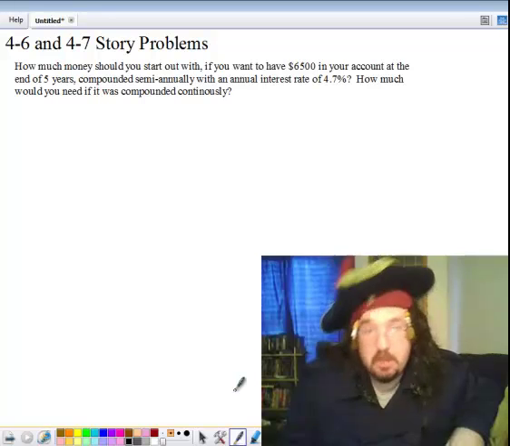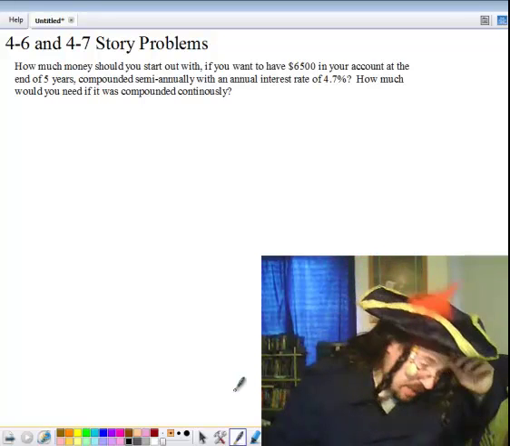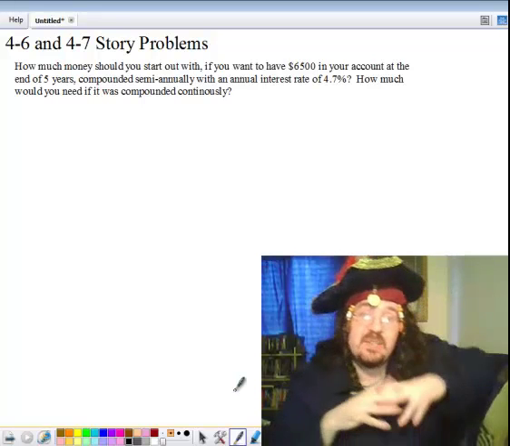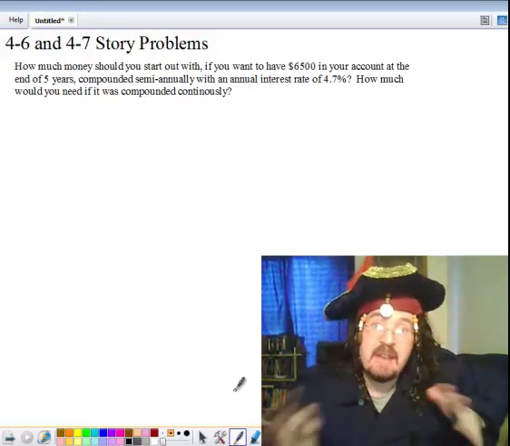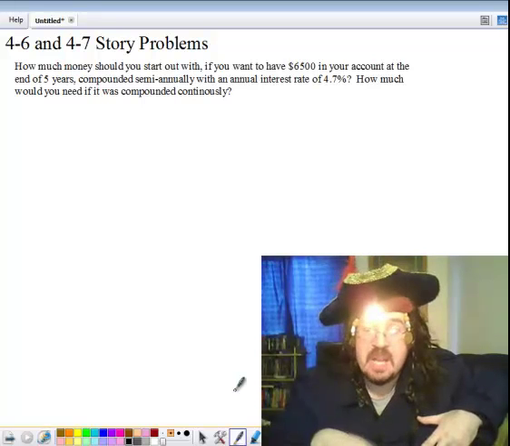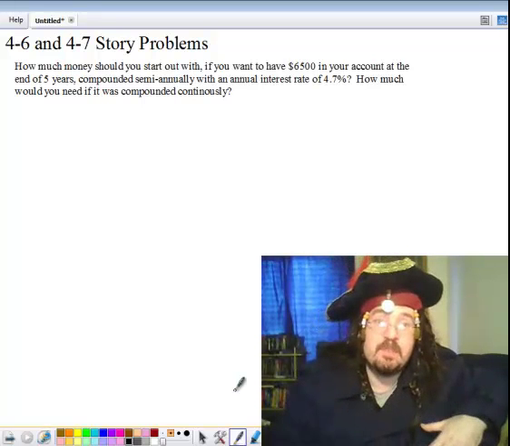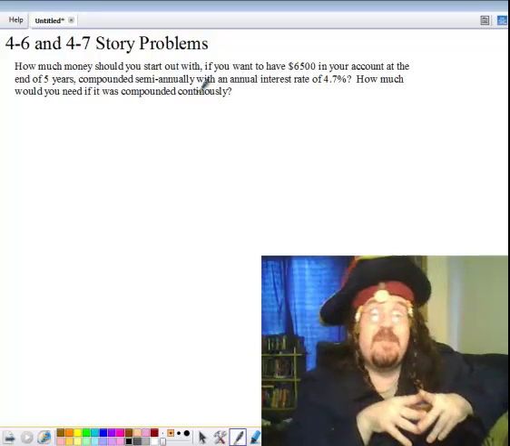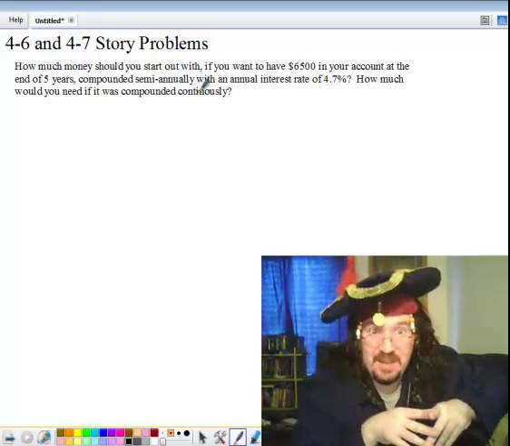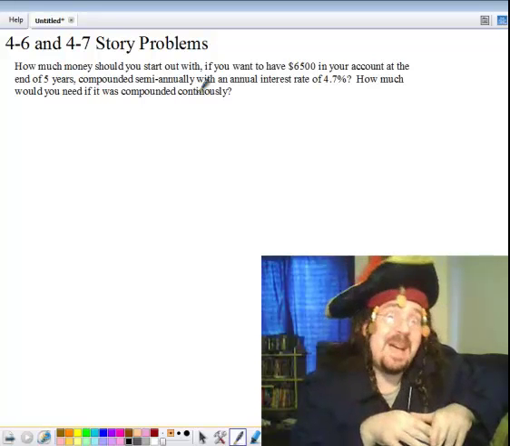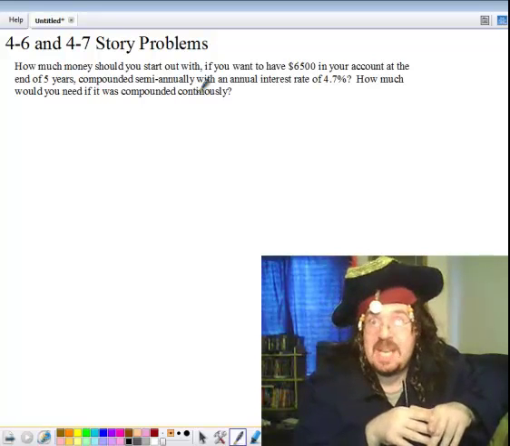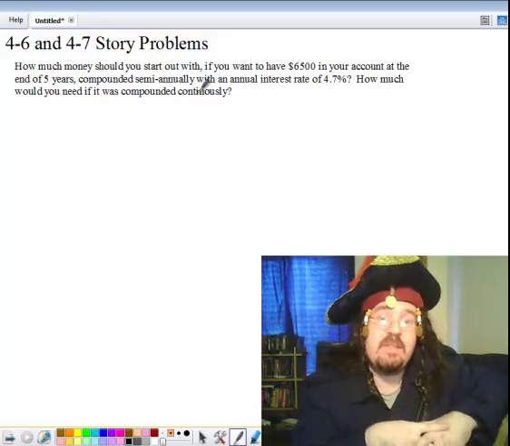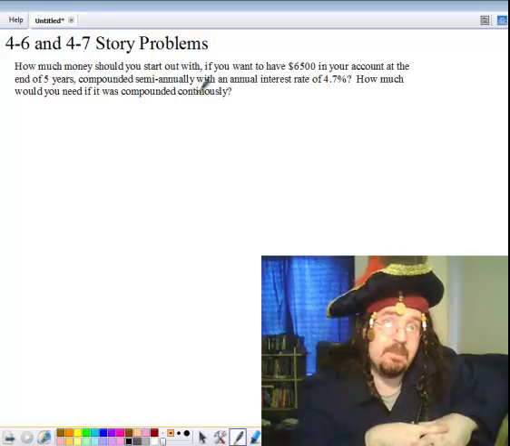Anyway, the first problem that I want to do for you today is a story problem involving investment. And every good pirate has to invest his money carefully after he's done stealing it from someone else. So let's show you how this works. It says how much money should you start out with if you want to have $6,500 in your account at the end of 5 years, compounded semi-annually with an interest rate of 4.7%. And then, how much would you need if it was compounded continuously?